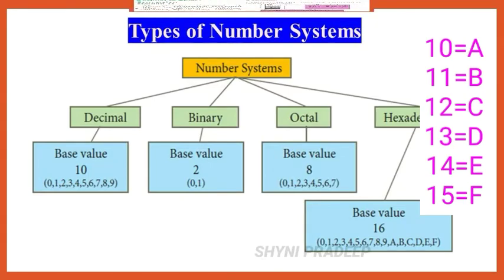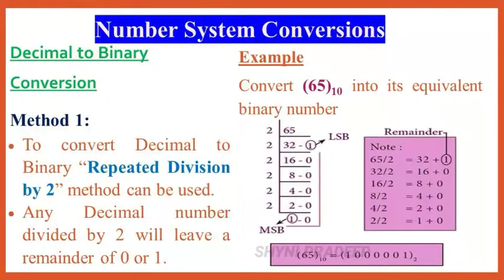So the next topic is number system conversions. The first one is decimal to binary conversion. In this conversion, you can use two methods. The first method is the repeated division by 2 method. In this method, you have to divide the decimal number by 2 and take the remainder value.